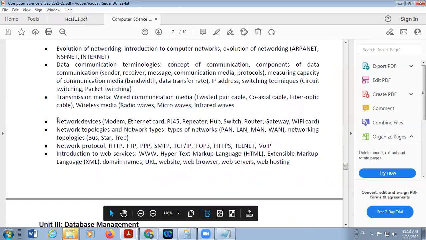After that, we will discuss some networking devices like modem, Ethernet card, RJ45, repeater, hub, router, gateway, Wi-Fi card.